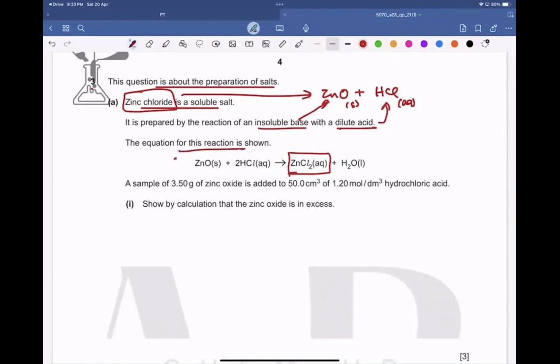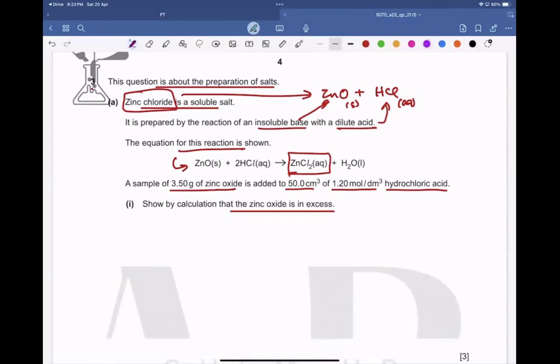The equation for this reaction is shown. A sample of 3.50 grams of zinc oxide is added to 50 cm³ of 0.12 mol per dm³ hydrochloric acid. Show by calculation that zinc oxide is in excess. So see, they have told you that zinc oxide is in excess.